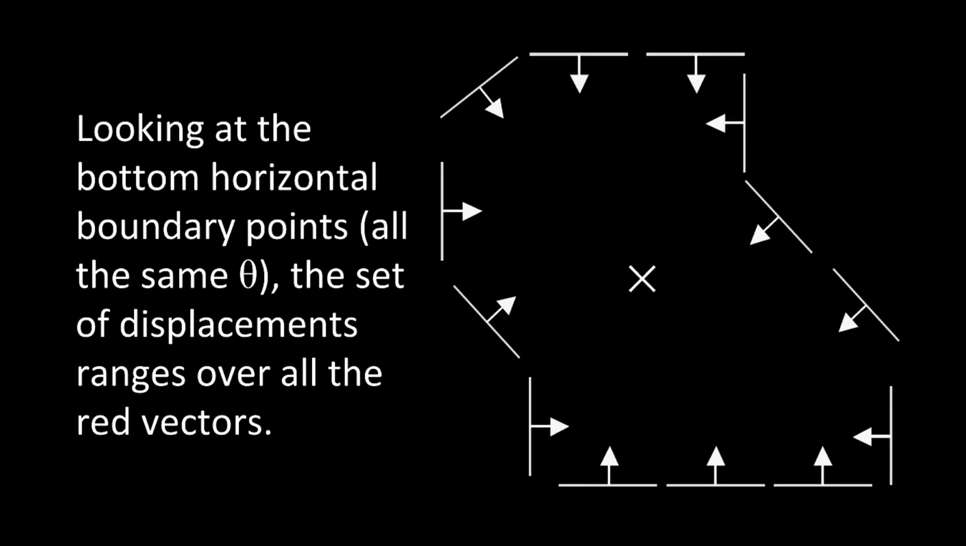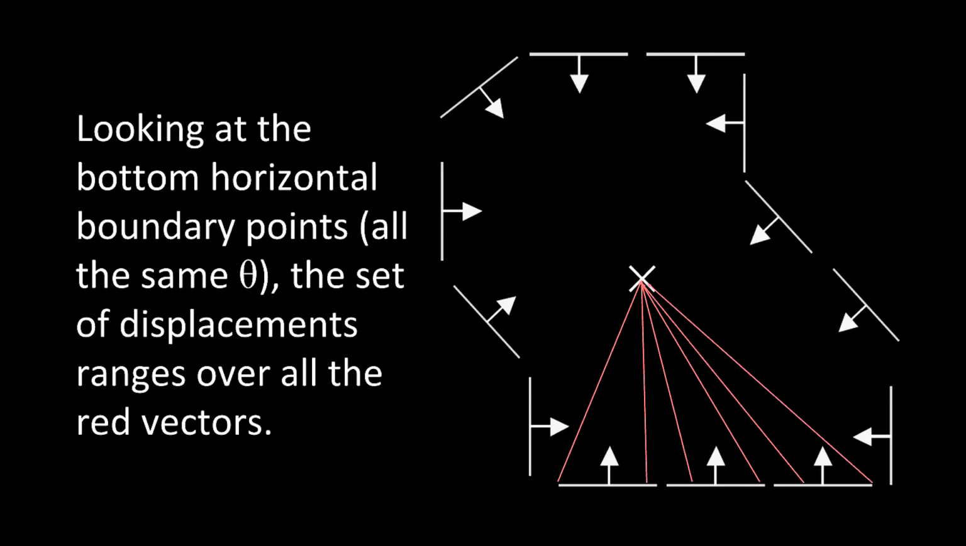So let's start by looking at all of those bottom horizontal edges that are pointing inwards. All right? So they all have the same theta. Now, as we go across all those different edge elements, they each have different displacements to the center. So all of those red lines, those are all the displacements associated with being a bottom horizontal edge. So if I found a little bottom horizontal edge, I'd have to vote with all of those displacements.